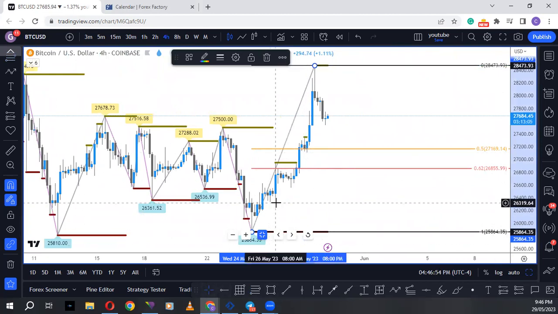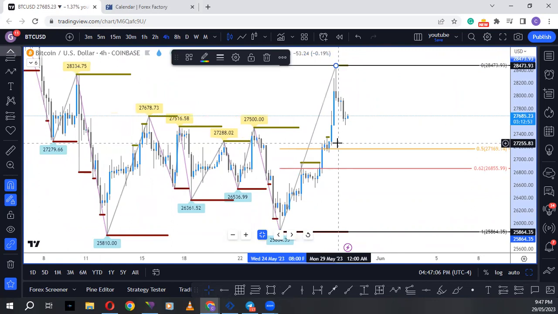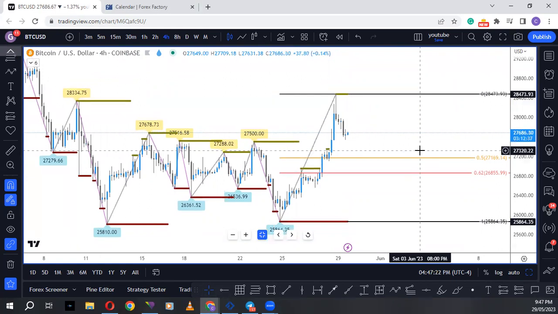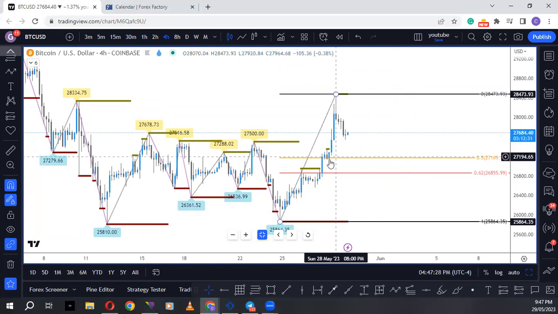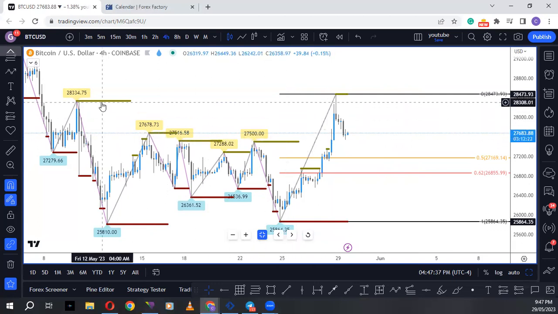Hello, first person that asked for Bitcoin. Yeah, that's another block. And why is this other block important? Do you know why this other block is important? This other block was used to take out this high and take out this high.